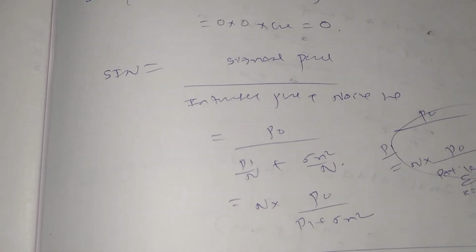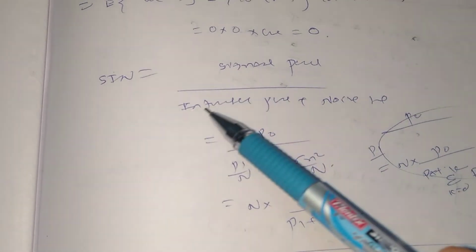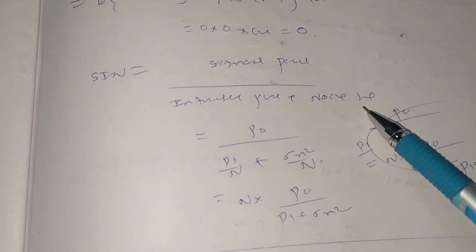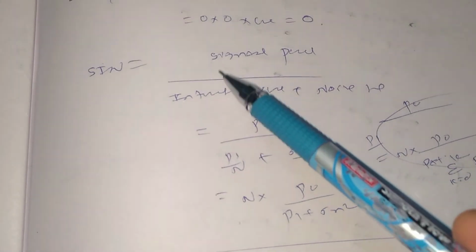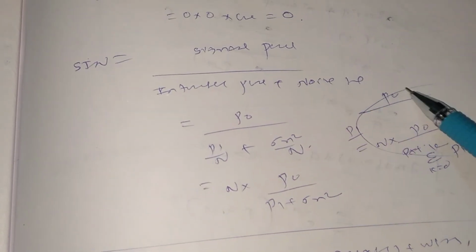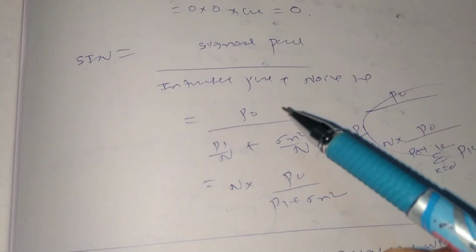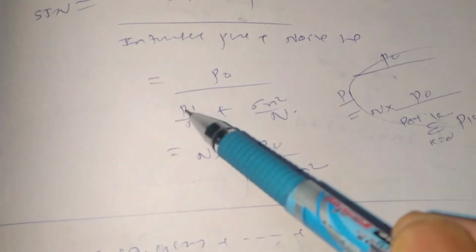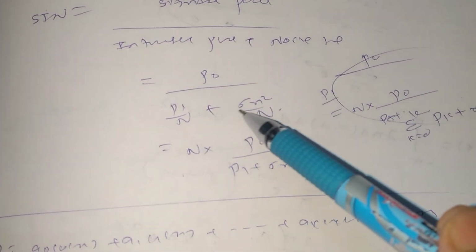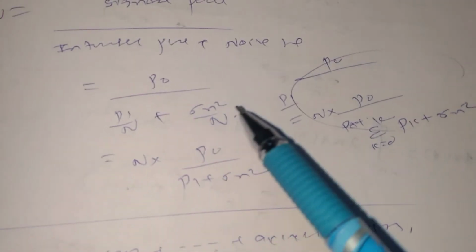Now it's time to find out the SINR. So signal to interference noise ratio, signal power divided by interferer power plus noise power. I have not written completely, but it's understood that signal power will be in the numerator, then interference power and noise power. Signal power I have just found as P naught, and interference power I have found it as P1 by n. So you can see here I'm taking P1 by n plus, just now I have found the noise power here. So sigma n square by n. So I'm taking sigma n square by n.